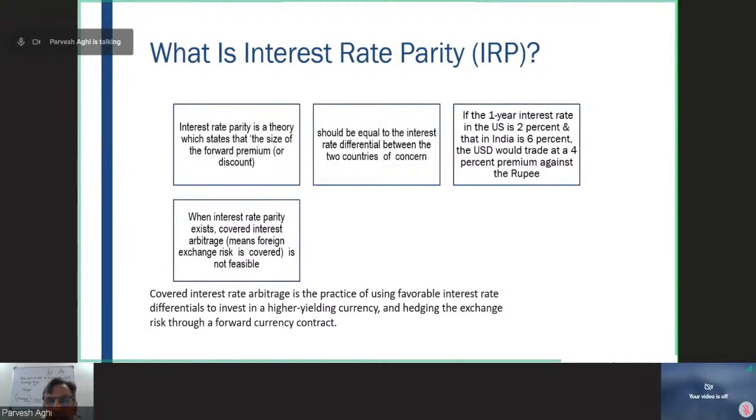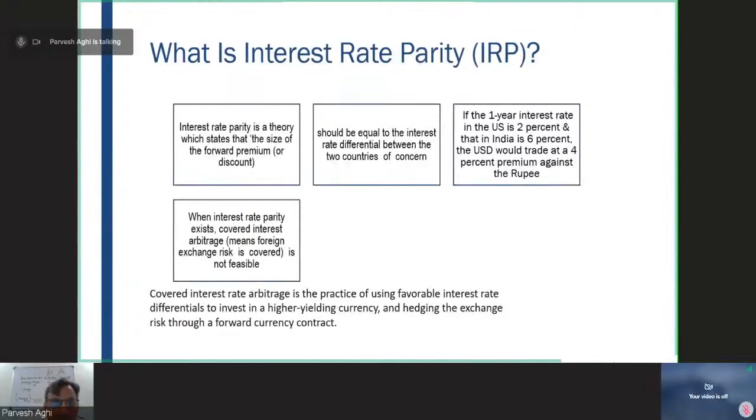Okay. So interest rate parity theory states, and now I'm just giving you an example, if the 1 year interest rate in US is 2% and in India it is 6%, then the US dollar should trade at a 4% premium against the rupee. Fine. So the currency which has a lower interest rate should always be trading at a premium against the country which has a higher rate of interest. So in this case, where the rate of interest is 2% in America and 6% in India, the 1 year forward rate of the dollar will have a premium of 4%.